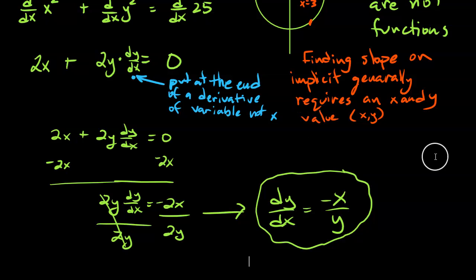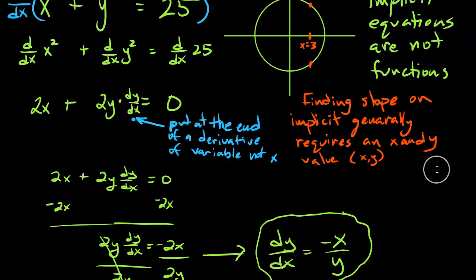Negative 2x over 2y reduces to negative x over y. So this derivative that we just found would tell us the slope at any point on that circle. But you would have to put in an x and a y value. How'd this go? Obviously, we're going to do as many as we can today. We're going to go straight through the hour, I'm sure, because I'll want to give you as many examples as possible. But the big thing for you guys is that you understand the layout or the setup of the problem.